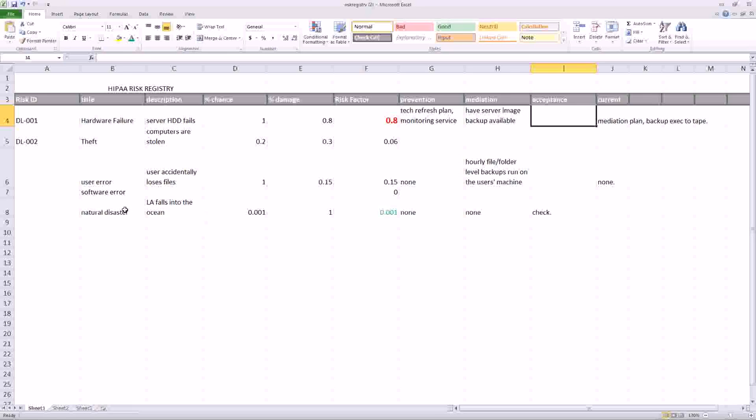Or if it's something that's really low percentage of happening, such as this natural disaster, description: LA falls into the ocean, percentage chance, let's not get into a debate over whether LA is actually going to fall into the ocean or not, but just for example here, damage is 1, risk factor is there, so I'm not really going to put anything to prevent this from happening. If it does happen, there's not a whole lot I can do about it.